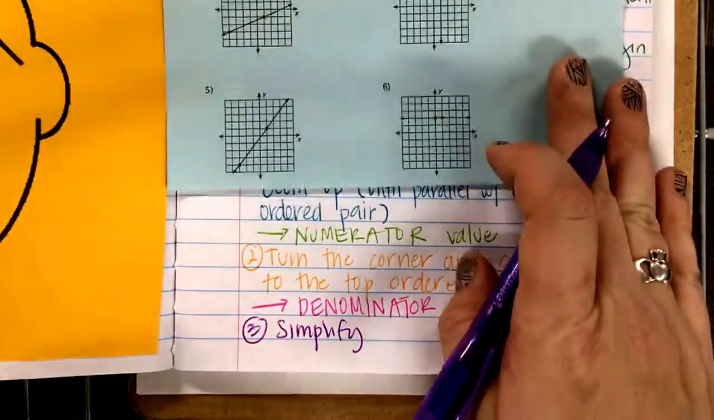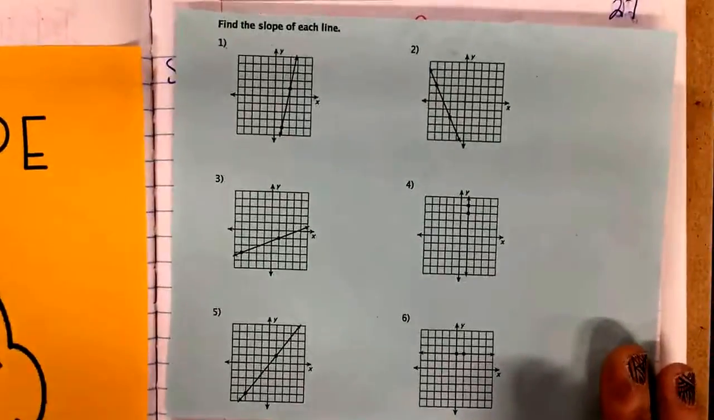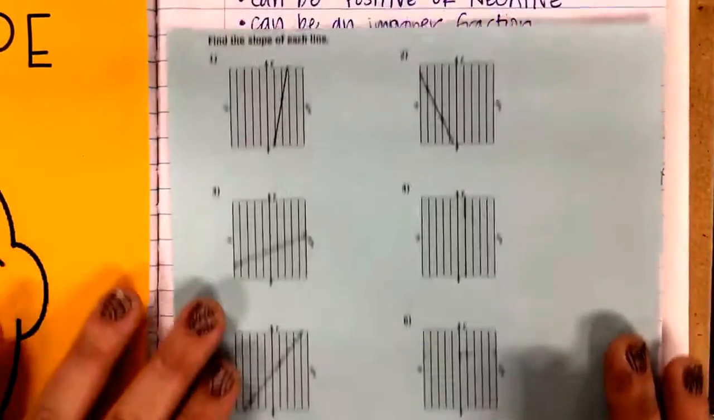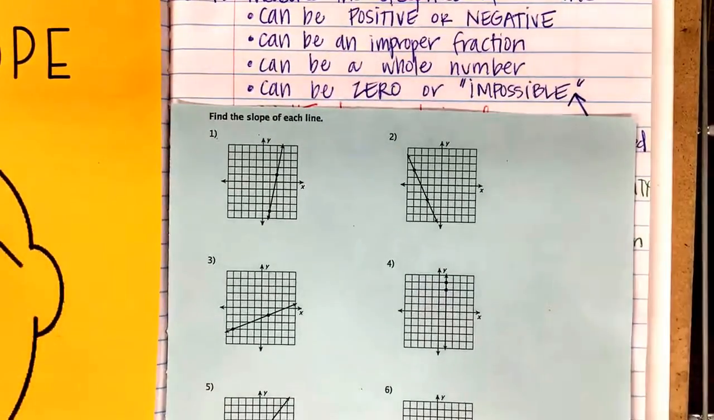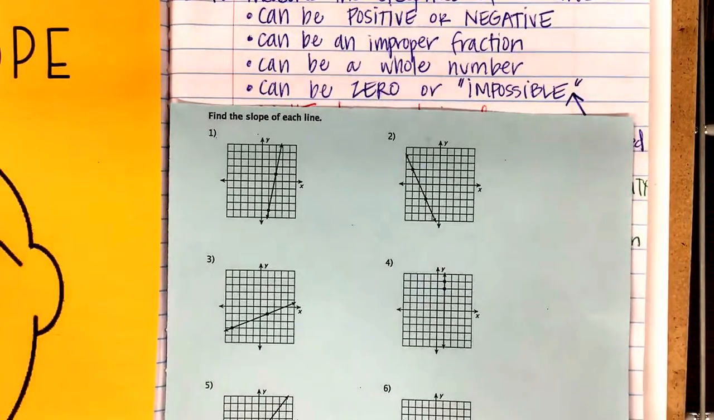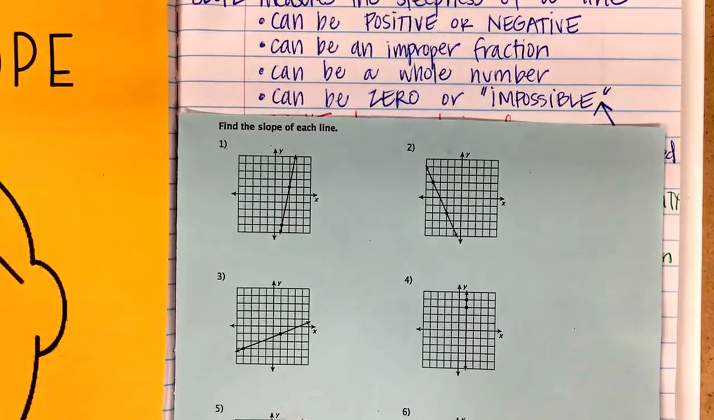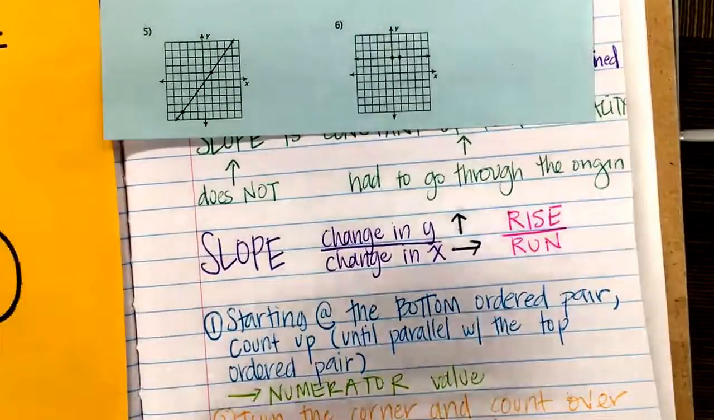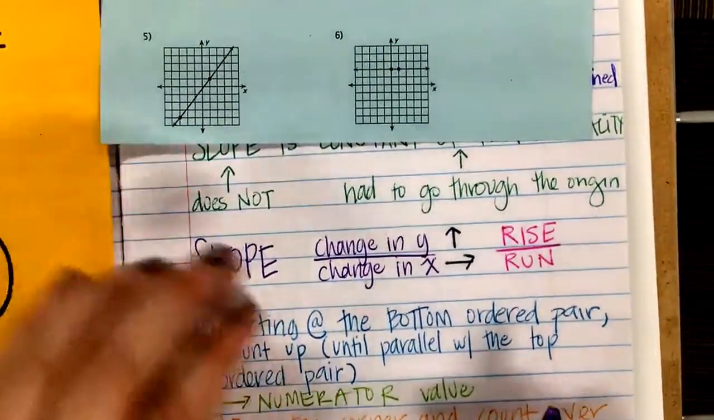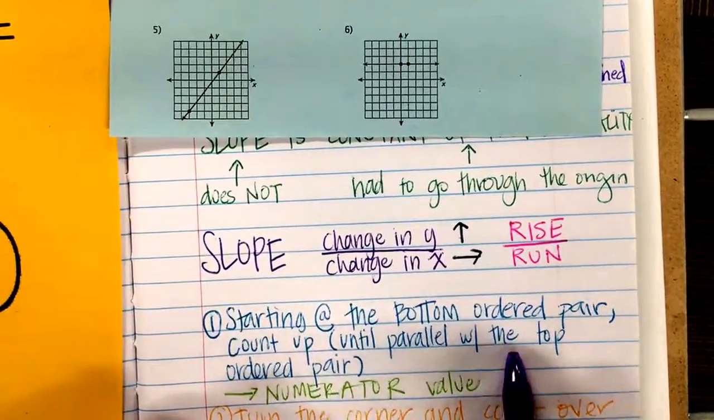All right, so we're going to glue this into the next page in a minute. I want to see my directions while I'm doing this. All right, so step number 1. Look at direction number 1. What does it say? Start at the bottom ordered pair, count up until parallel with the top.